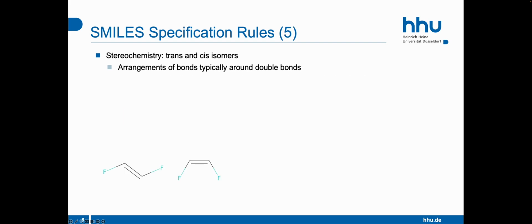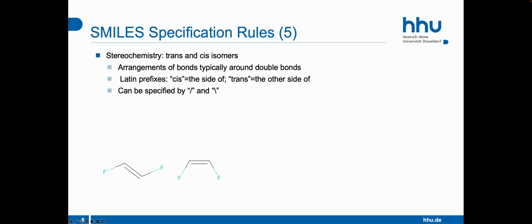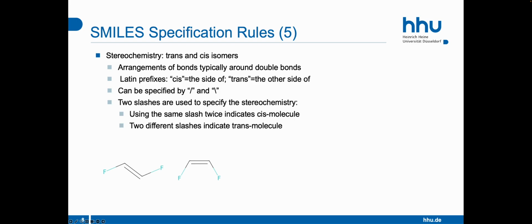The last SMILES rule that we are discussing is again concerned with the stereochemistry of a molecule. We can have isomers that change in how the bonds are arranged around the double bonds, as you can see in the example below. Cis and trans are prefixes from Latin, where cis means the side of and trans means the other side of. In terms of molecules, this specifies whether 2 groups are on the same side of a plane, which would be a cis molecule, or on the other side of a plane, which would result in the trans molecule. And whether we have the cis or trans version of a molecule can be specified by forward and backward slash. We always use 2 slashes to specify this.